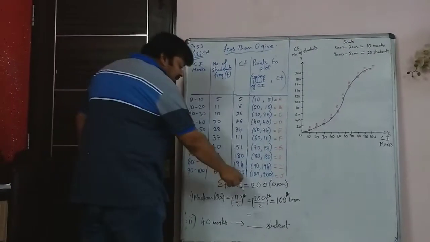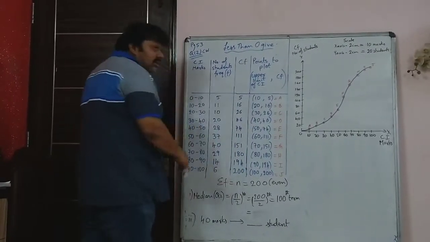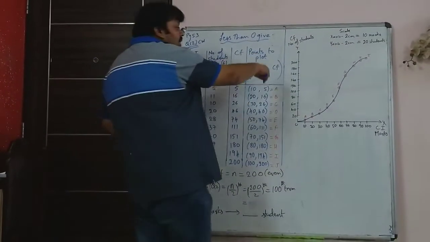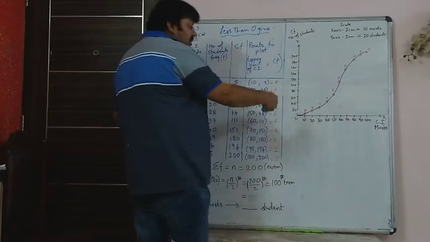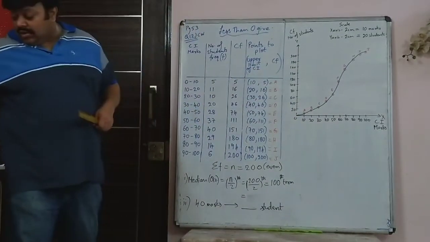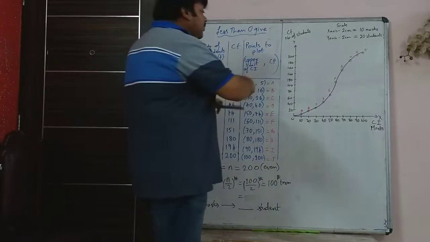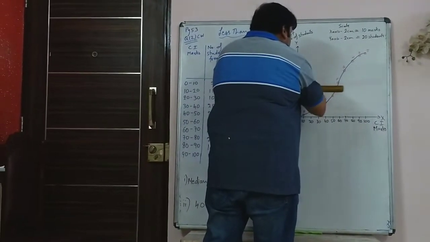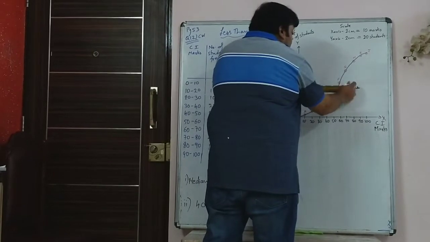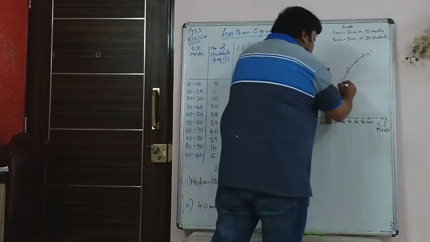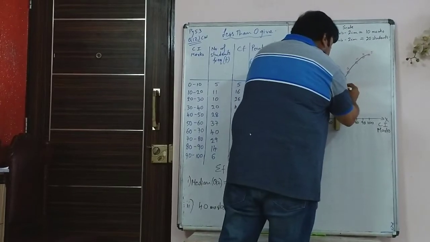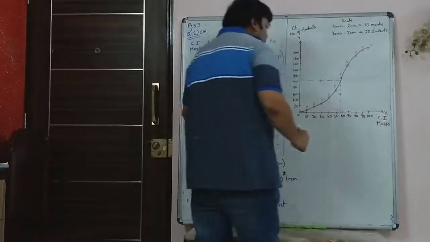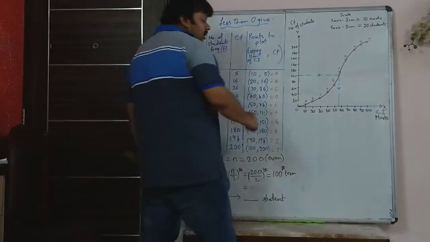Now, to find the median. There are 200, so 200 upon 2, n by 2, the 100th term. So for the 100th student, how many marks? That is what we have to see. So for the 100th student, draw a dotted line, and from there go down. So that is the 100th student.